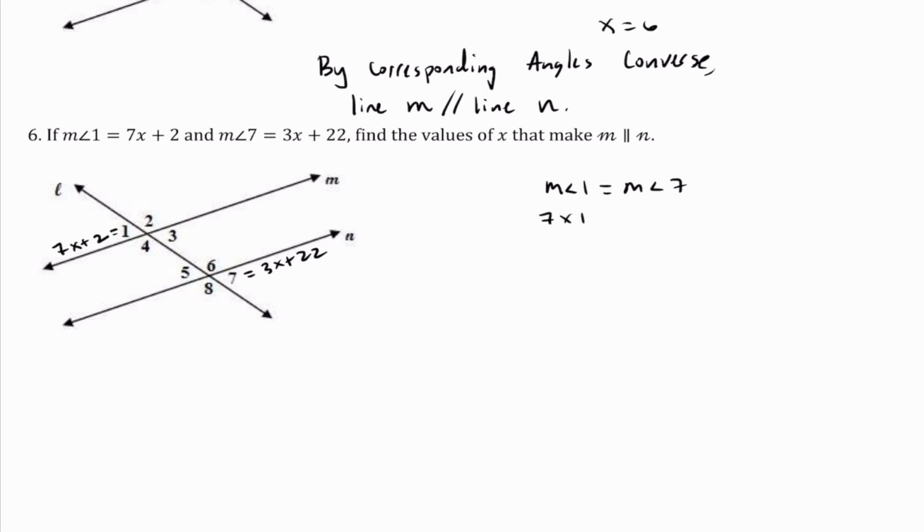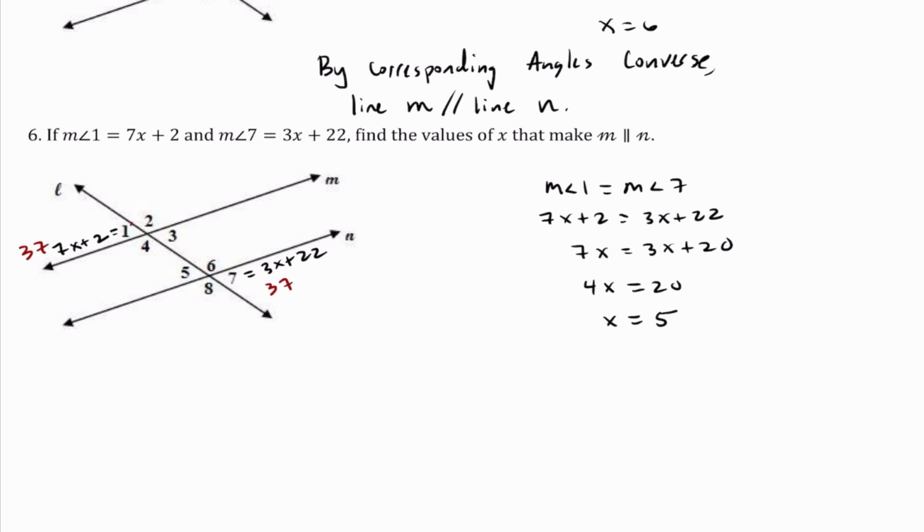So I have 7x plus 2 equals 3x plus 22, and now I'm going to subtract both sides by 2 here, so I have 7x equals 3x plus 20, and now I'm going to subtract both sides by 3x, so I have 4x equals 20, x is equal to 5. If I plug in x into my expressions, I get 37 here and 37 there.